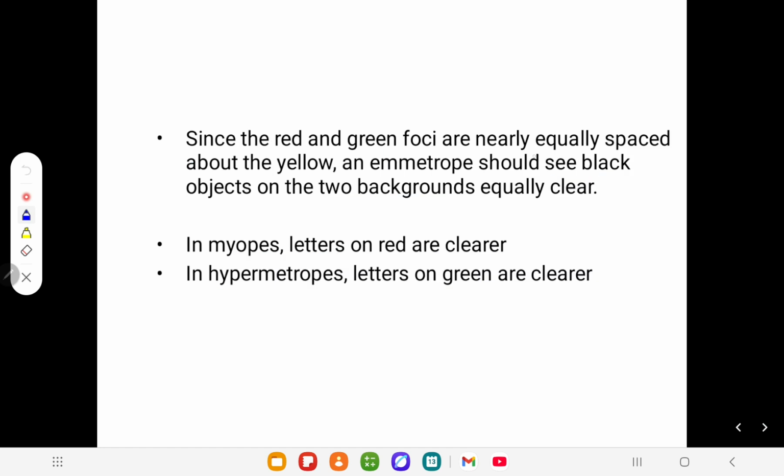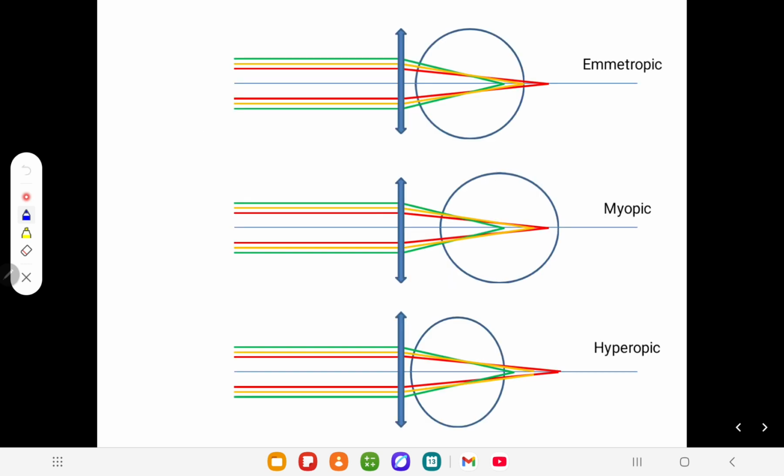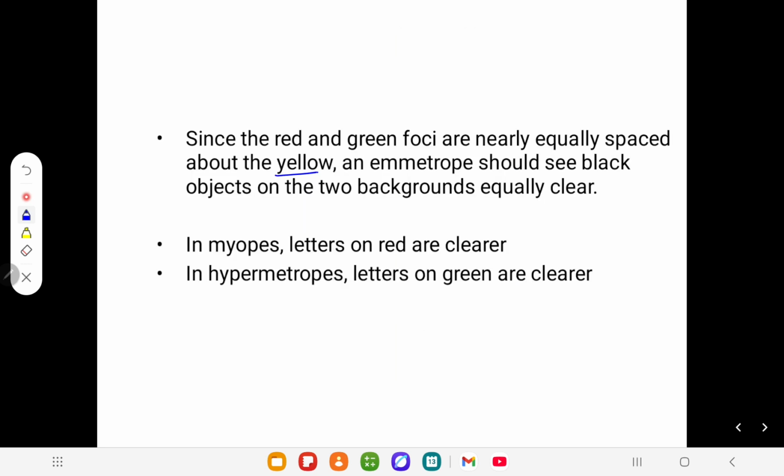Since the red and green foci are nearly equally spaced about the yellow emmetropic point, I am talking about this. If the yellow emmetropic point is in the center, then red always lies behind and green always lies in front. That's what we call axial or longitudinal chromatic aberration, isn't it? So with foci equally spaced about yellow, an emmetrope should see the black object on the two backgrounds equally.